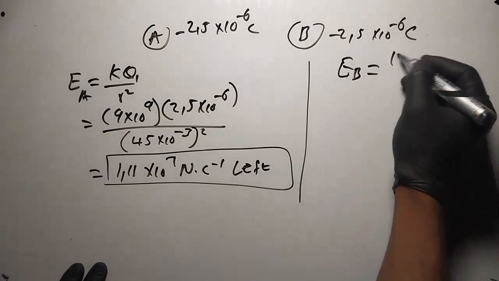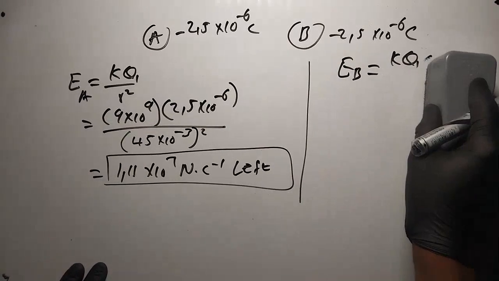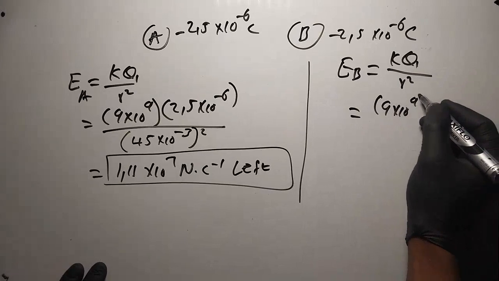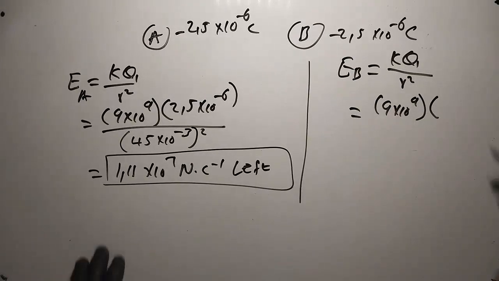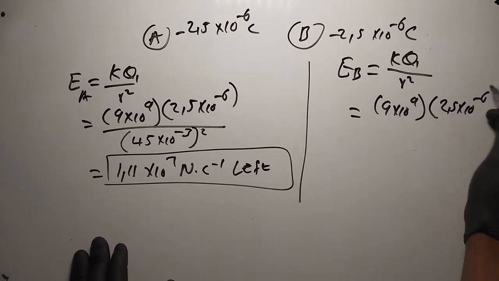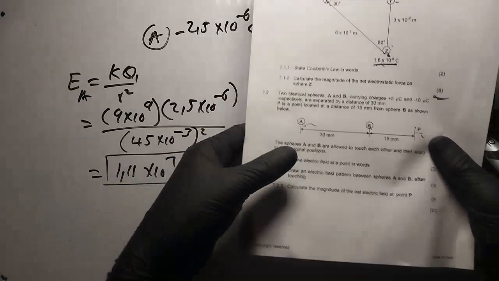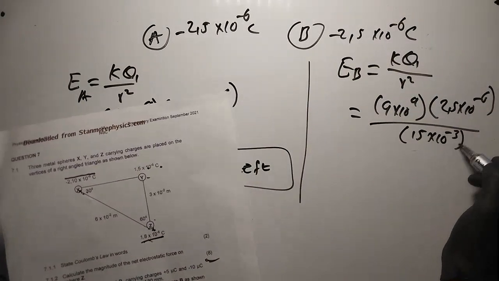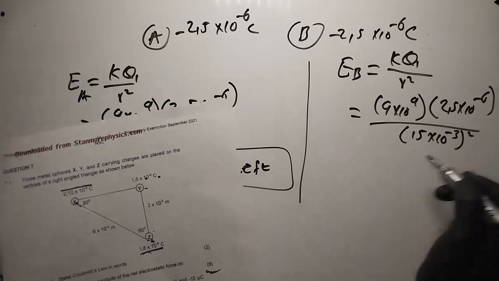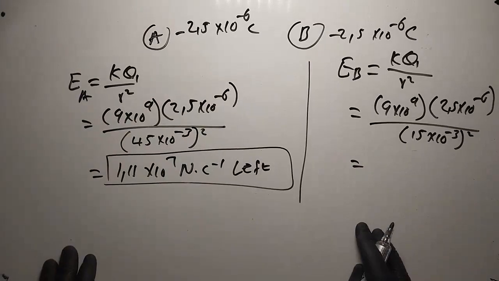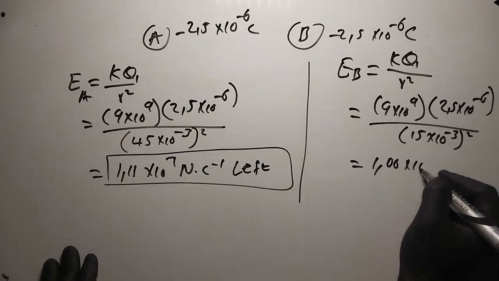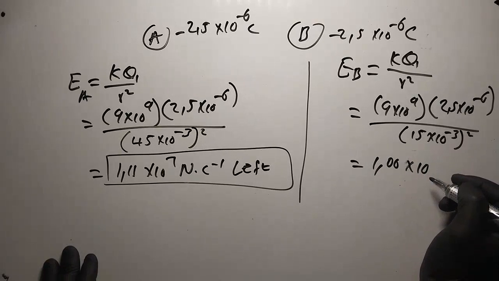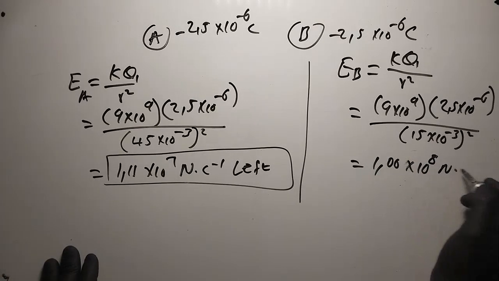For B, E equals K q over r squared, equal to 9 times 10 raised power 9. The charge here is still the same, 2.5 times 10 raised negative 6. What's the distance? When you check the distance from here to here, it's 15 millimeters, 15 times 10 raised negative 3. That's how you convert millimeters to meters: divide by 1,000, then put the square. You're going to get 1.00 times 10 raised power 8 Newton per coulomb.